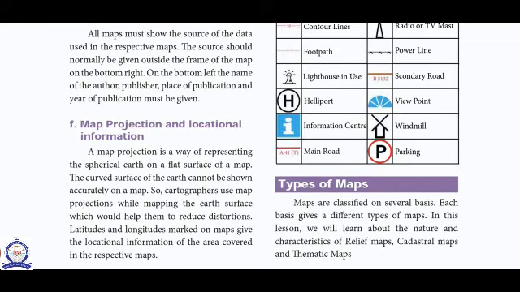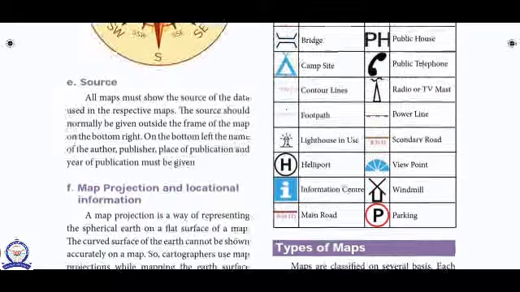A map projection is a way of representing the spherical earth on the flat surface of the map. The curved surface of the earth cannot be shown accurately on the map. So, cartographers use map projections while mapping the earth's surface, which helps them to reduce distortions. Latitudes and longitudes on maps give the location information of the area covered in the representative maps.